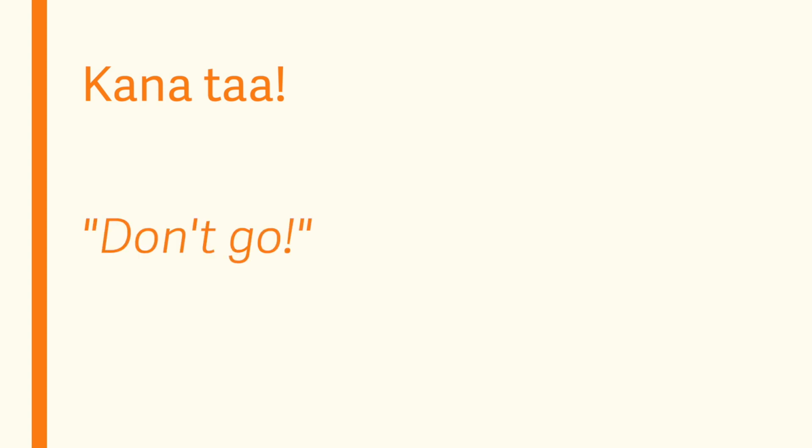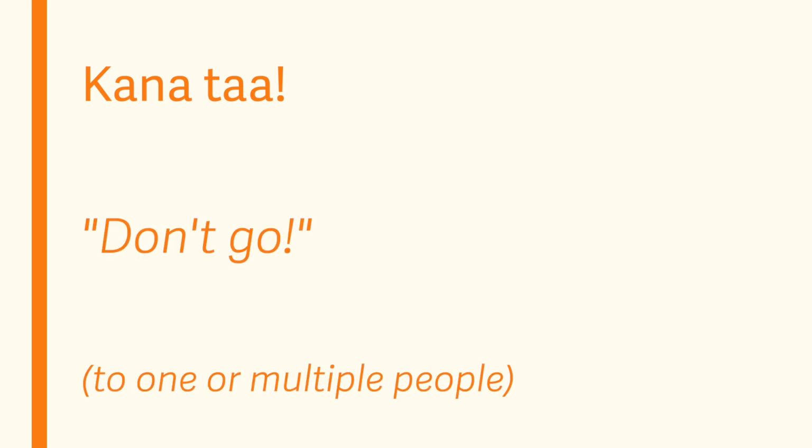If, on the other hand, you'd like to use a negative imperative with multiple people, there's no special form. You're actually just going to use kana, just like we did when we were addressing one person. So for instance, if we take our example with ta, we would simply say, even when talking to more than one person, kanata, meaning don't go. Kanata. This is also true when we have a transitive usage.